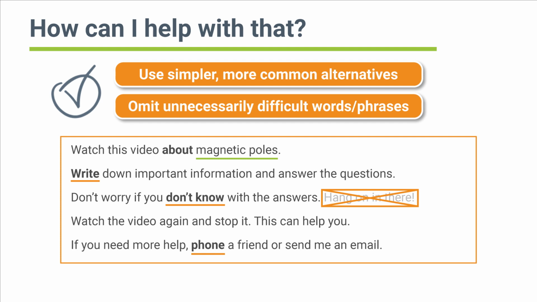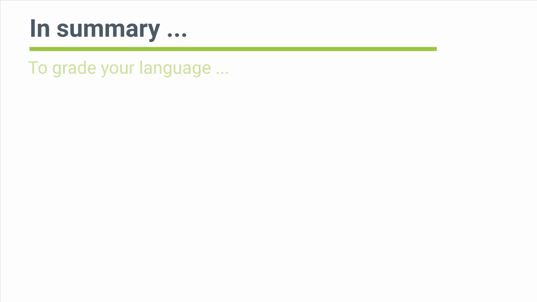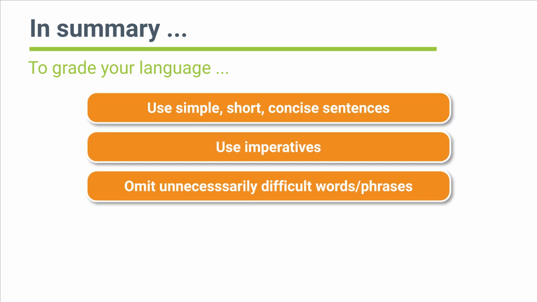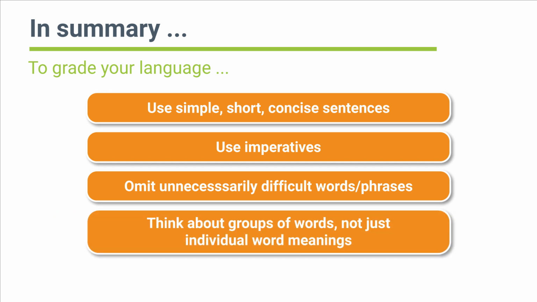For further advice on helping your learners understand more complex subject vocabulary, you might want to watch some of the other Bell Foundation guidance videos, such as the video on pre-teaching, using visuals or use of L1. But please note some of these videos may not yet have been released. So in summary, to grade your language you can use simple, short, concise sentences, use imperatives, omit unnecessarily difficult words or phrases, and think about groups of words, not just individual word meanings.